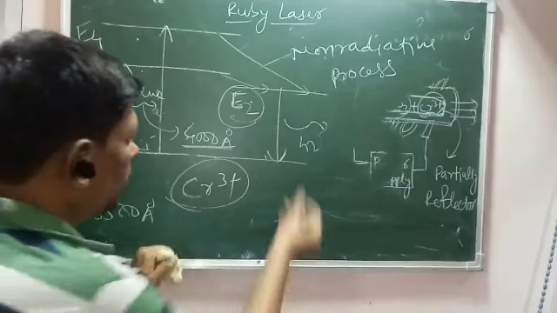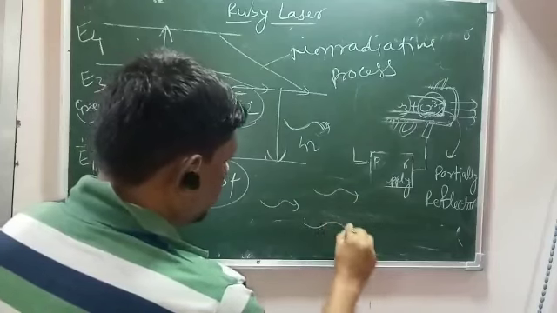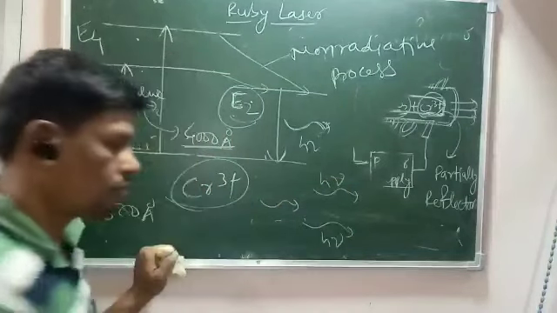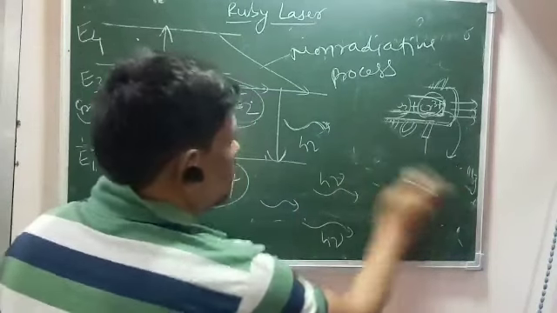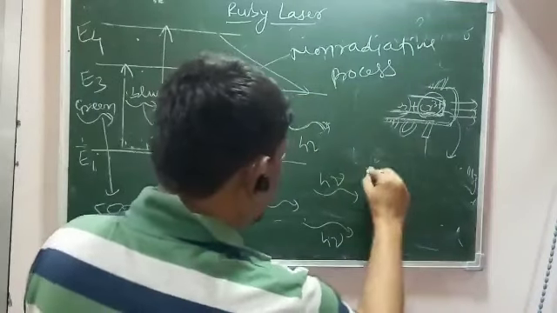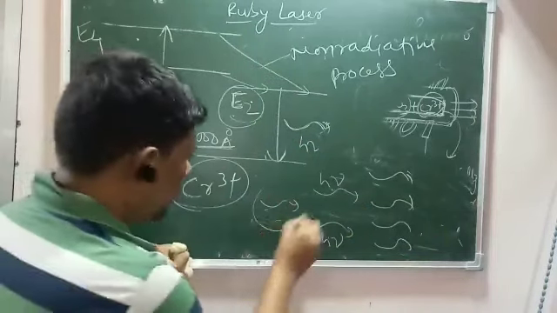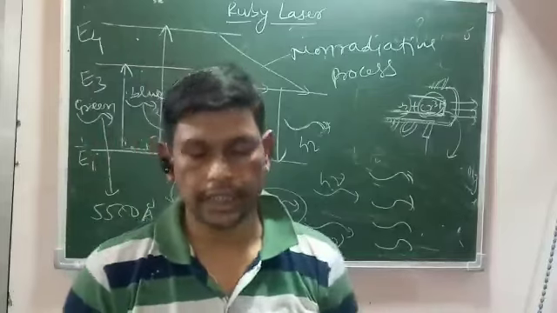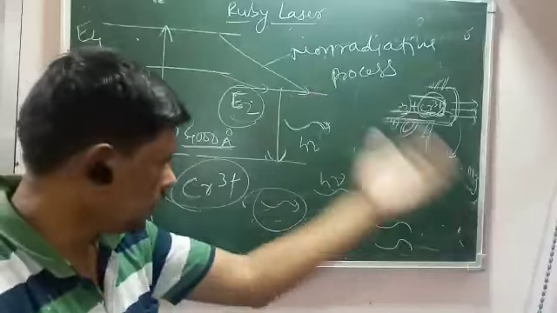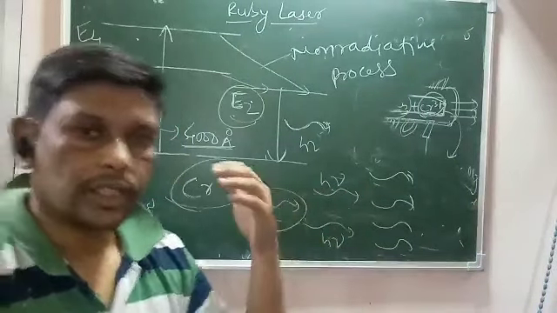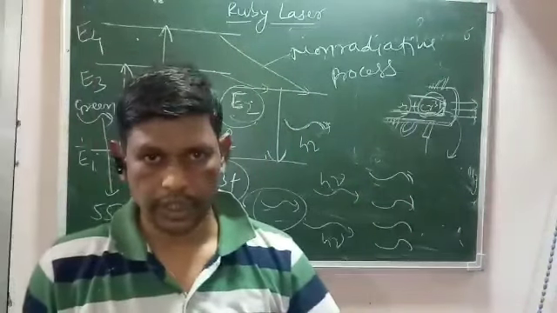So one particle of energy h nu stimulates a particle and forms two particles, and those two stimulate other particles at E2 and make four particles. These particles are the same in frequency, phase and direction of polarization. So there is a multiplication process, and we can achieve the same phase, same energy and same direction of polarization.